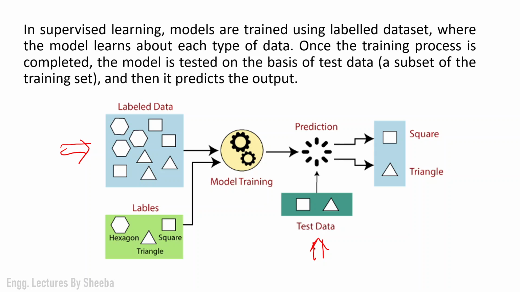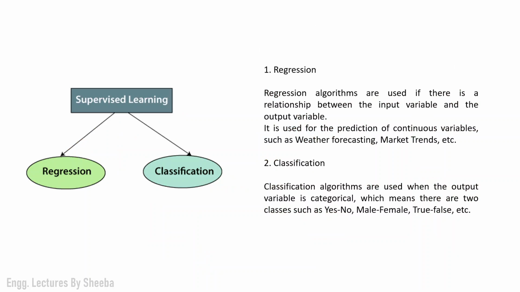Once the model is trained, here you can see the labels. You can see so many shapes here: a hexagon, a square, a triangle. In the data set you have several shapes, but for each shape there is a label given: hexagon, square, triangle. So the model should predict the output as hexagon, square, or triangle. Even when you give a new shape to the model, it should predict what shape it is. Based on that we train the model. Such problems can be taken as classification problems.